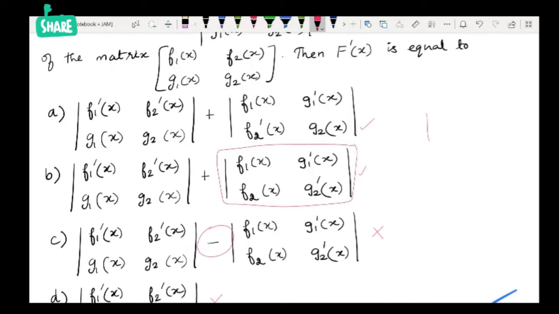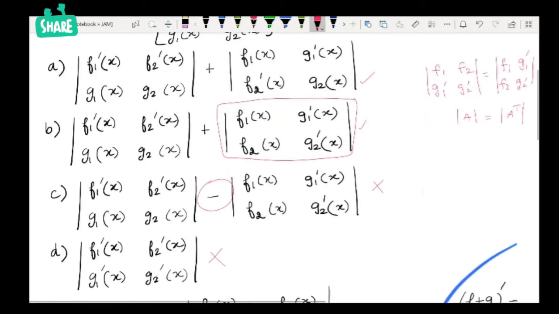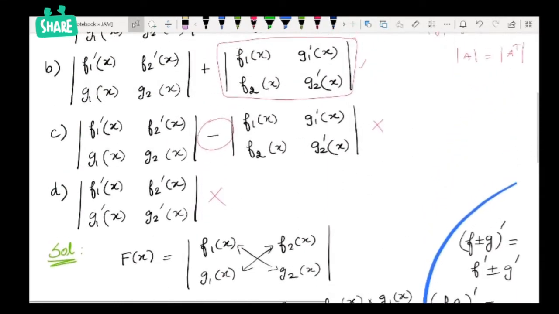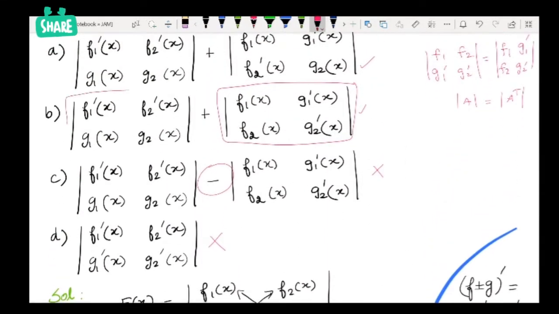Yeah, you know why I'm saying it's same? Because the determinant F1 F2 G1 dash G2 dash is same as determinant of F1 G1 dash F2 G2 dash. The determinants of A and the A transpose are same, right? That's why the first term in our solution is same as this term, and the second one is F1 dash F2 dash G1 G2, which is same as the first term in option B. So the final answer is option B.